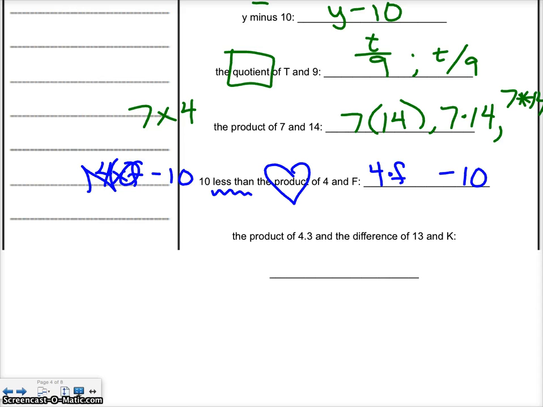I think this next example is an 8th grade level example. I'm just going to cross that out. Okay, flip your page.